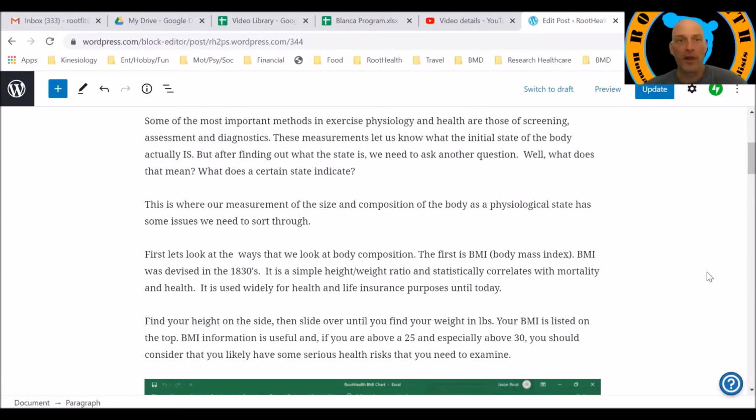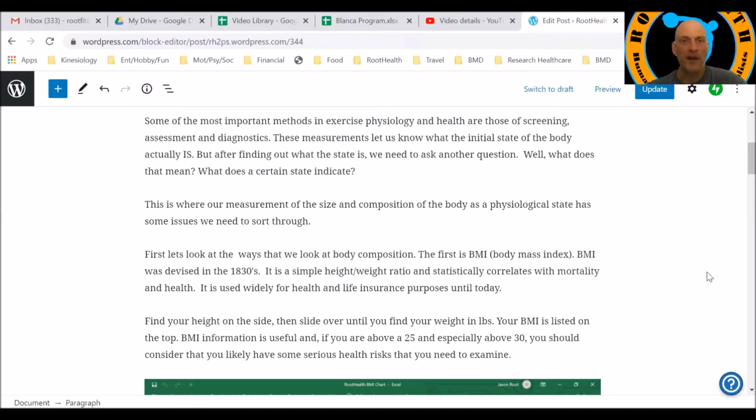Some of the most important methods in exercise physiology and health are those of screening, assessment, and diagnostics. These measurements let us know what the initial state of the body actually is. But after finding out what the state of the body is, we need to ask another question. Well, what does that mean? What does a certain state indicate? We need to find out what the importance of that state is.